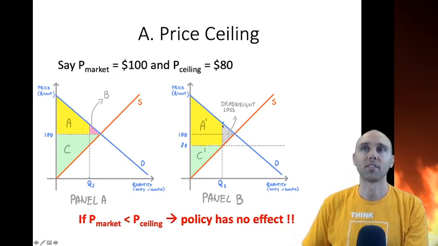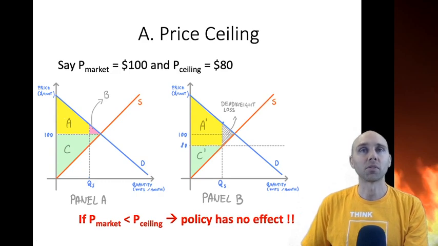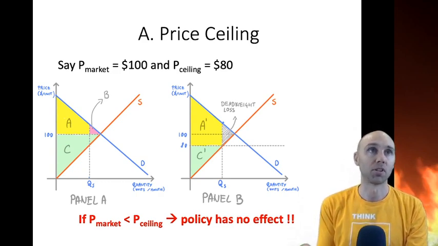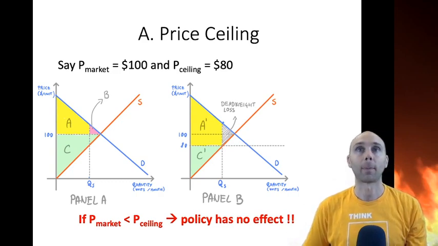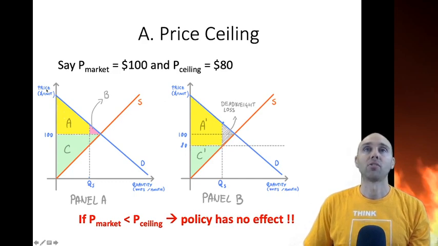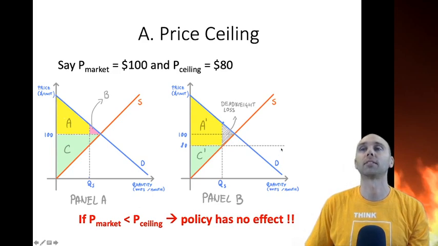So that's the inefficiency. However, notice that there has also been a reweighting of the relative surplus to producers and to consumers. This new yellow triangle A prime represents the new consumer surplus, and that may well be larger than the old consumer surplus A. So that's a bit ambiguous, the effect on consumers, but for sure we can see that C prime is less than C, so producers have definitely lost.